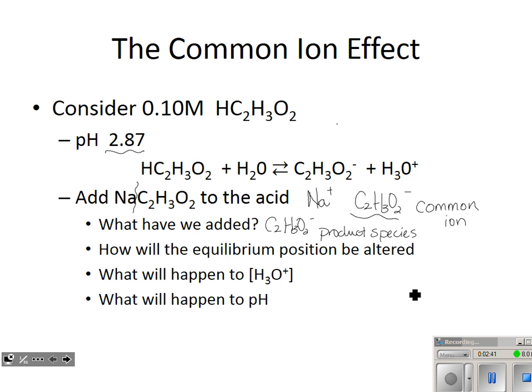So let's consider what's going to happen. If we know that it's going to shift, or run, in the reverse direction, shift to the left, what's going to happen to the concentration of hydronium ion? If you think about that for a minute, then think about what's going to happen to the pH.